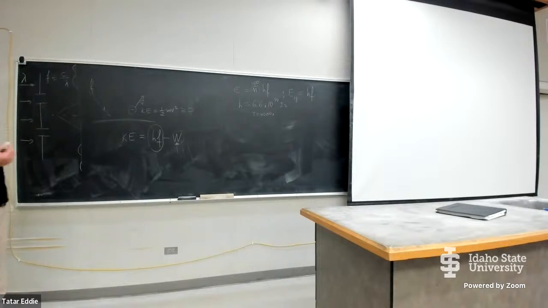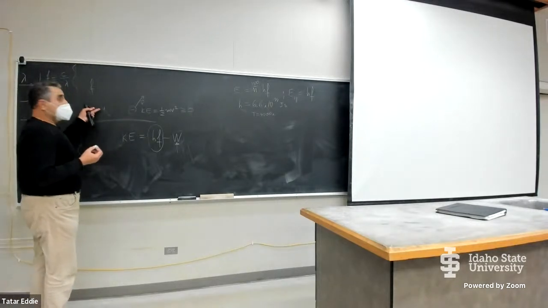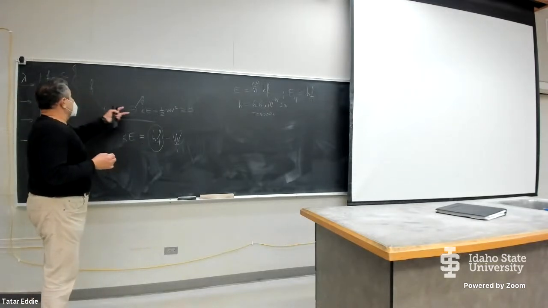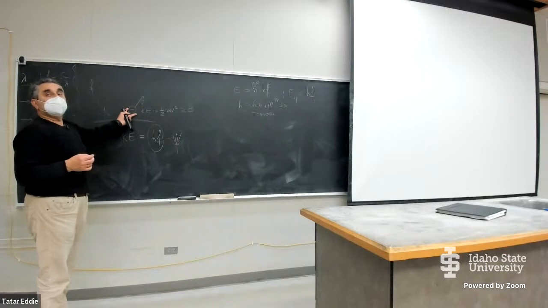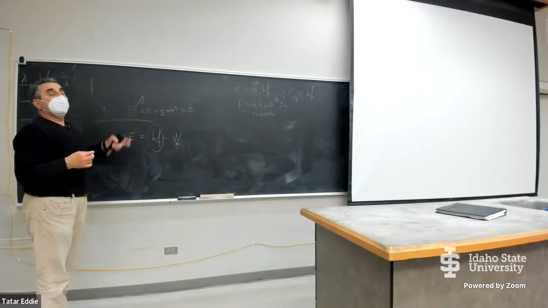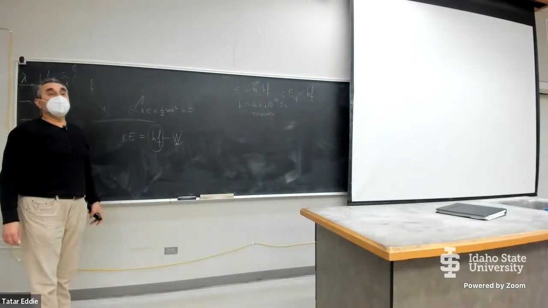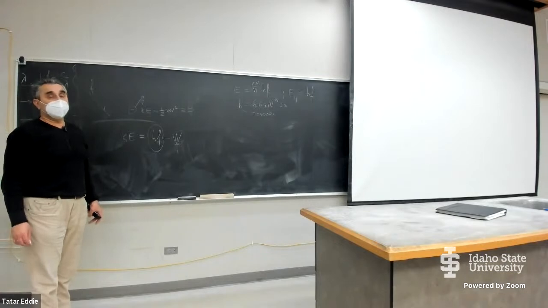And this formula basically says that what is happening is that a photon hits an electron, and if this photon has sufficient energy, that electron is going to be able to leave the surface of the metal.